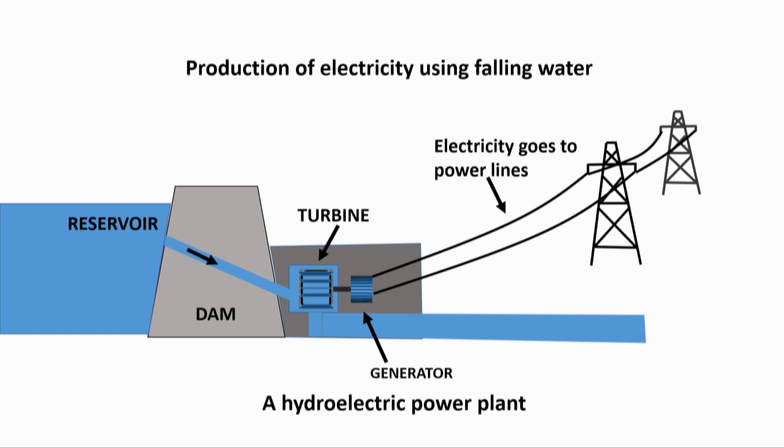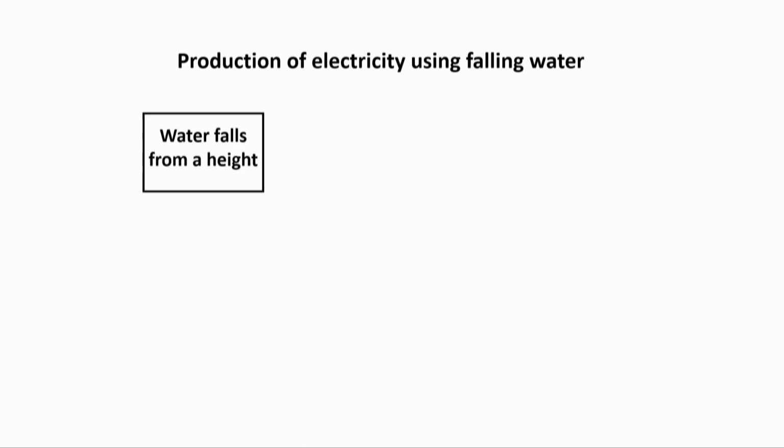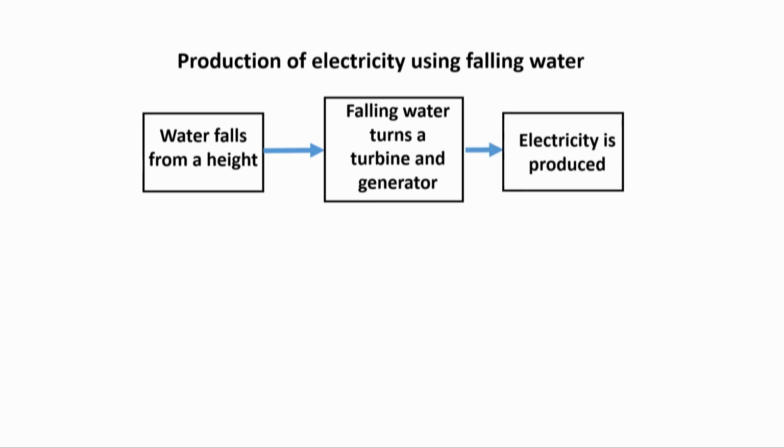Thus, the basic principle of a hydroelectric power plant is: water falls from a height. The water turns a turbine and a generator, and the generator produces electricity.